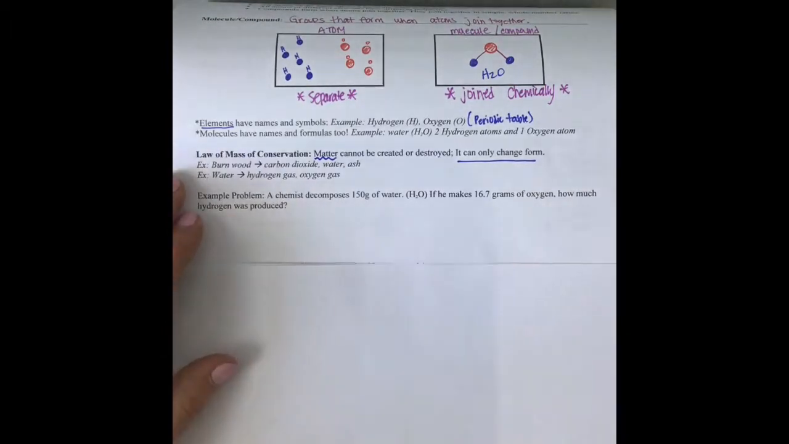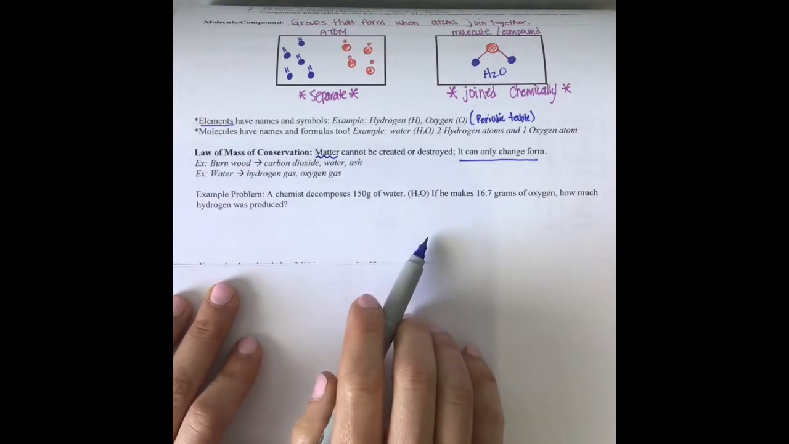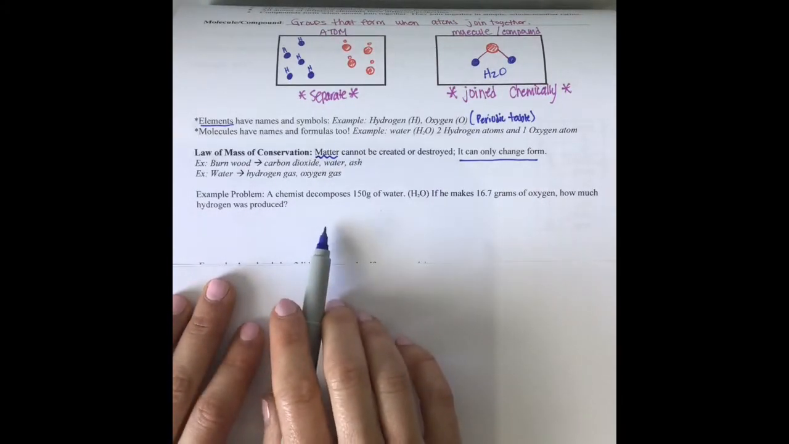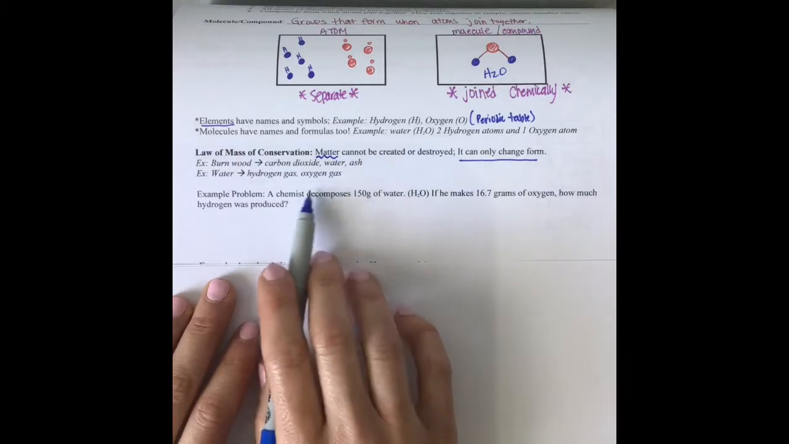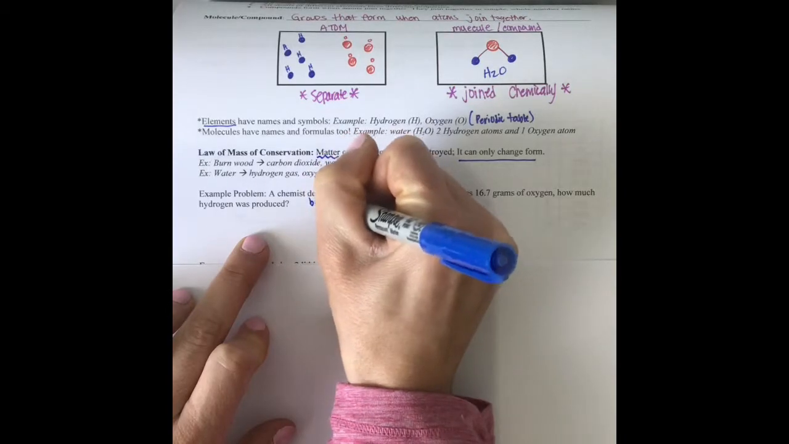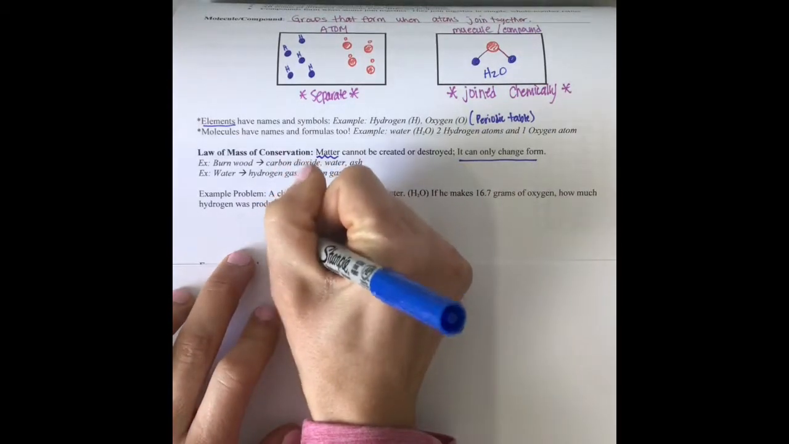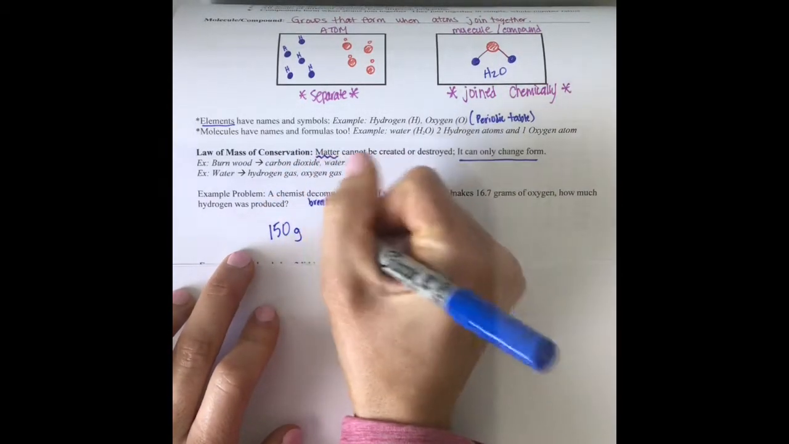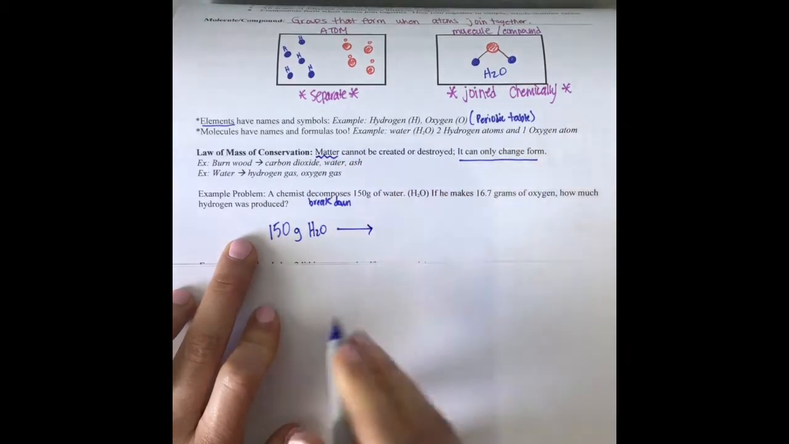Okay, you will see a couple conservation of mass problems, and I wanted to work through one with you so you know how to do them. They're pretty simple and they're kind of all the same. It says a chemist decomposes. That's a fancy word for break down. He decomposes 150 grams of water. So I'd like you to put 150 grams of water. We're going to break that down or break it apart.